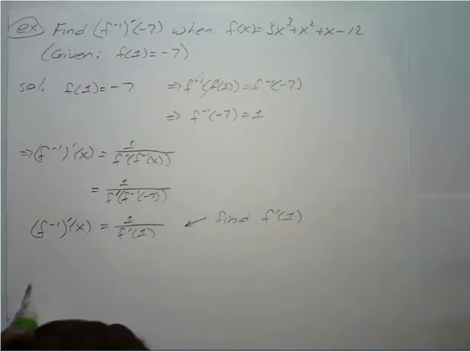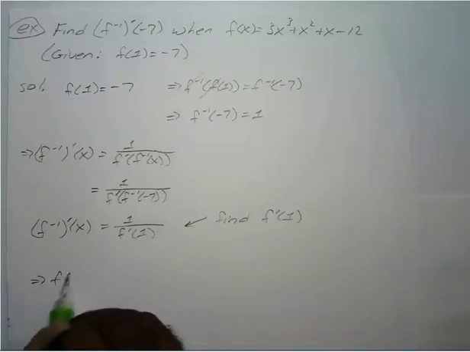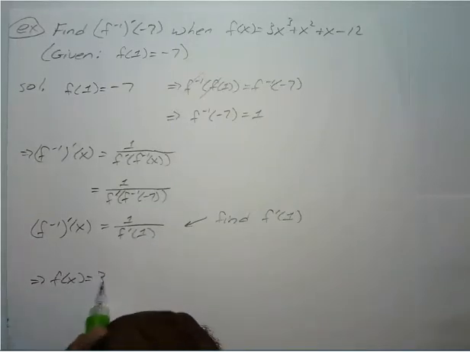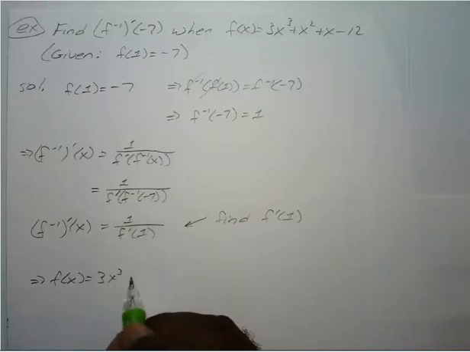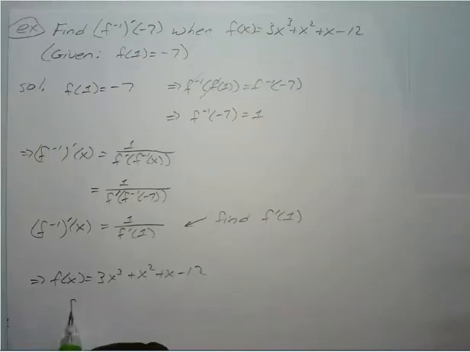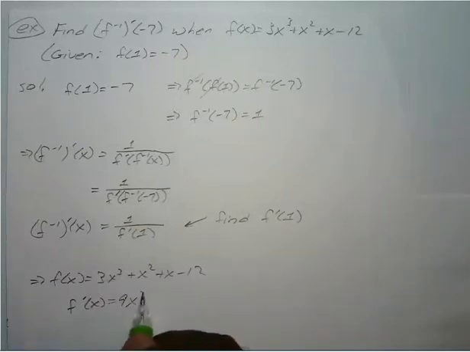Okay, so that means our f of x is equal to 3x to the third plus x squared plus x minus 12. Then your derivative, f prime of x, is equal to, bring down that 3, so you have 9x squared plus 2x plus 1. Strictly monotonic, it's increasing, so you're good.